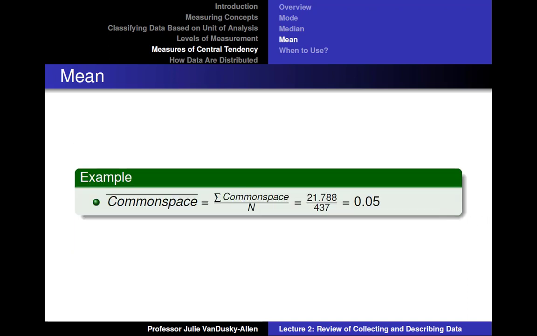For our common space score example, the mean of the common space scores is the sum of the common space scores divided by the total number of observations. I calculated this by hand. The sum of the common space scores was 21.788. The total number of observations was 437. 21.788 divided by 437 equals 0.05. The mean of the common space scores was 0.05.